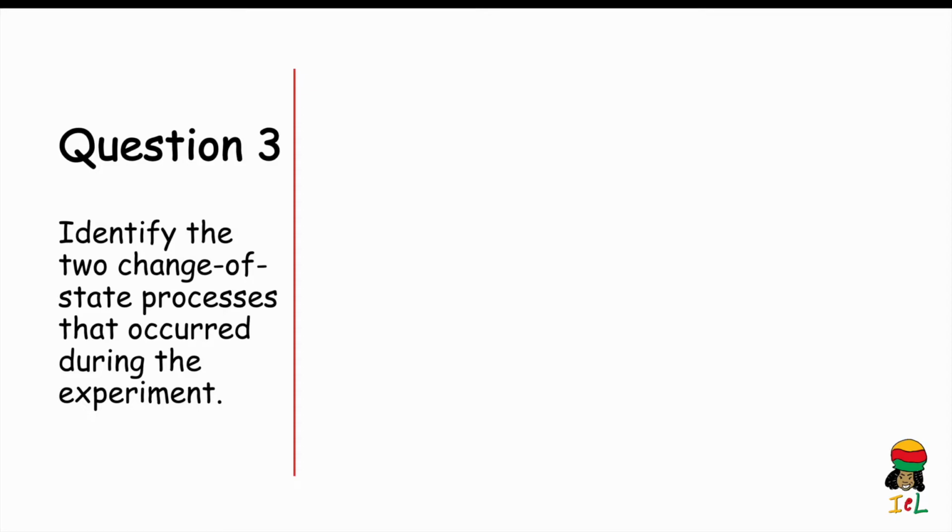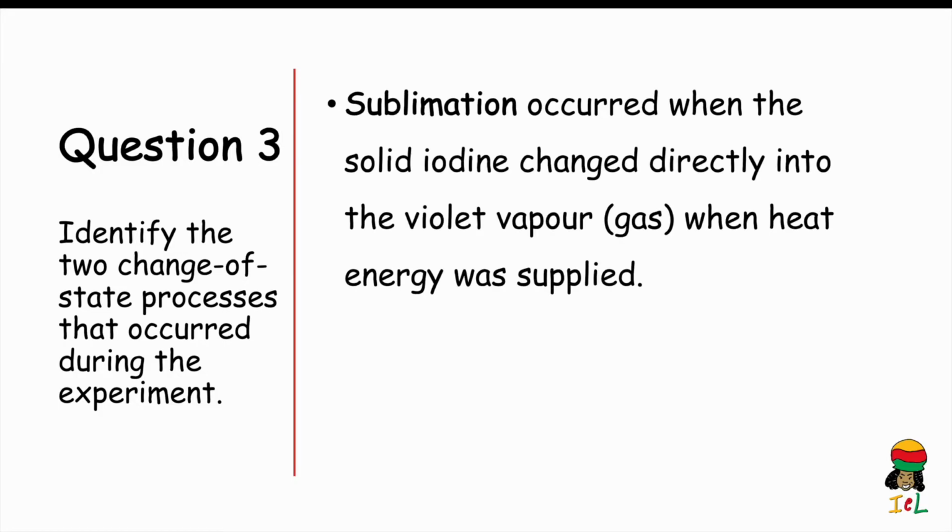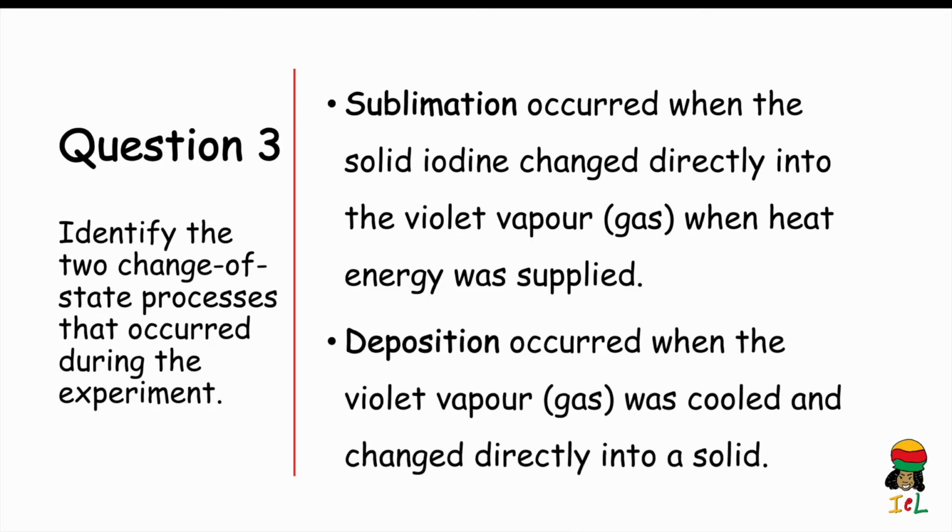Question 3. Identify the two change of state processes that occurred during the experiment. The first process that led to a change of state was sublimation. Sublimation occurred when the solid iodine changed directly into the violet vapor when heat energy was supplied. And the second process that resulted in a change of state was deposition, which occurred when the violet vapor was cooled and changed directly into a solid.